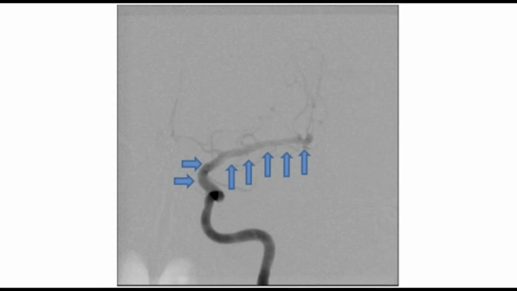This is a left internal carotid artery angiogram performed after balloon angioplasty of the proximal middle cerebral artery and distal internal carotid artery. Note the improvement in the caliber of both vessels. There was no attempt to treat the anterior cerebral artery given the small caliber of the vessel.